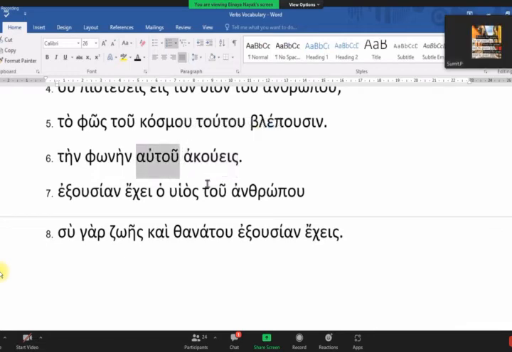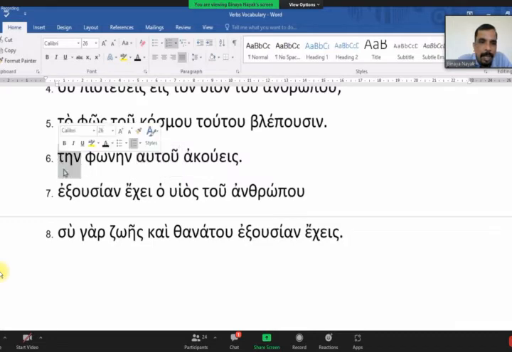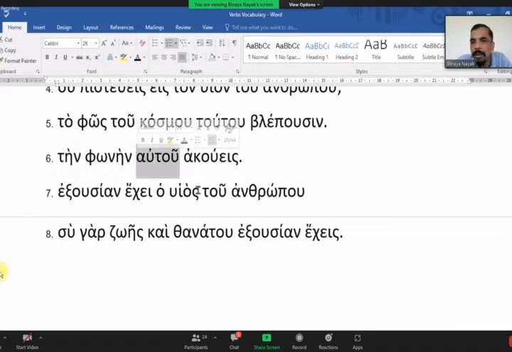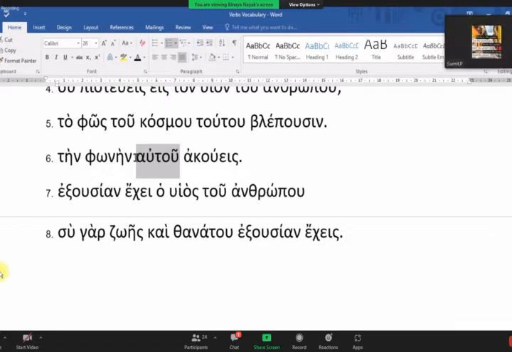Autou is an article? No, this is not an article. The article is this one. Autou is a personal pronoun. Which one, second person, third person, or first person? It is third person singular, and it is in the genitive case. Is it genitive case here? Yes, it is genitive case. Okay. So you hear.